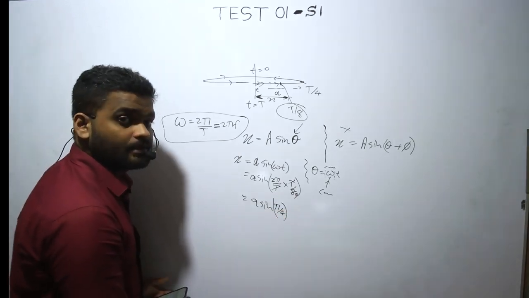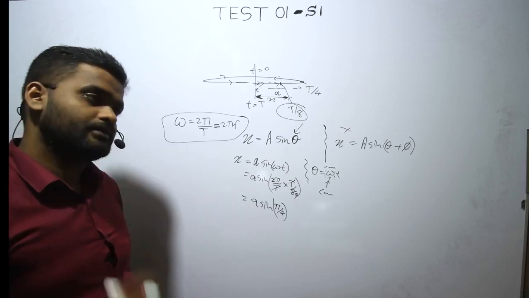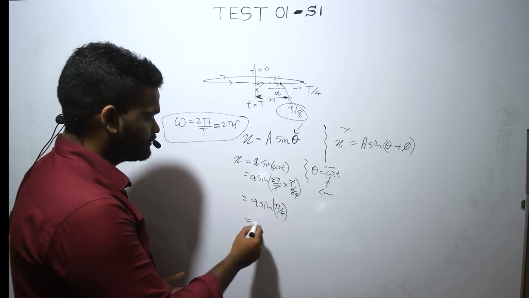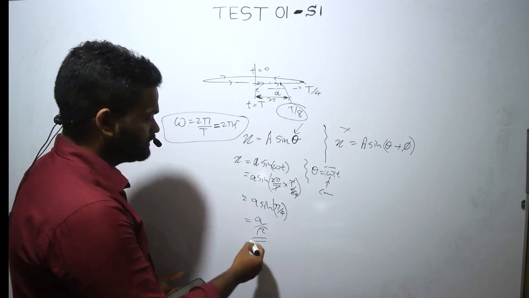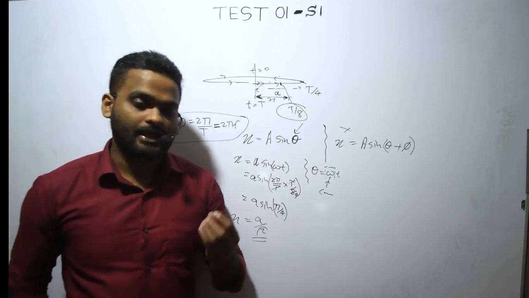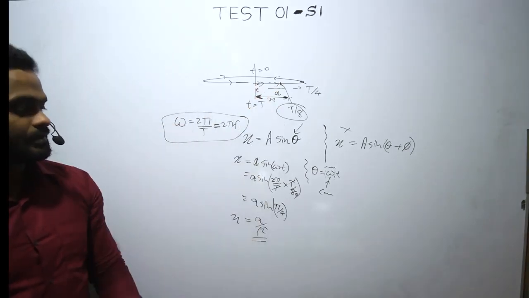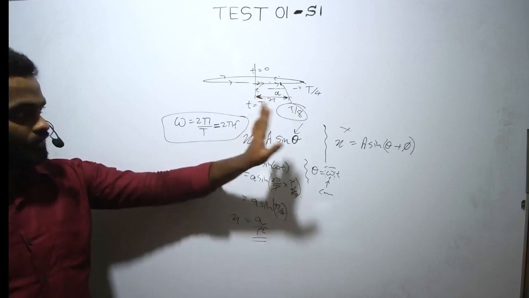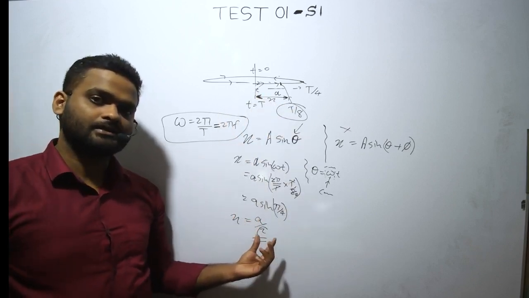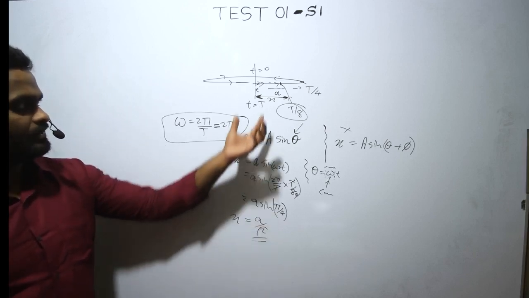Pi over 4 means 45 degrees, okay? So sine 45 means 1 over root 2, right? So it is A over root 2. So this is the displacement, A over root 2. That is the displacement of the simple harmonic motion when t is T over 8. So you can see it is not A over 2, right? It is more than A over 2.